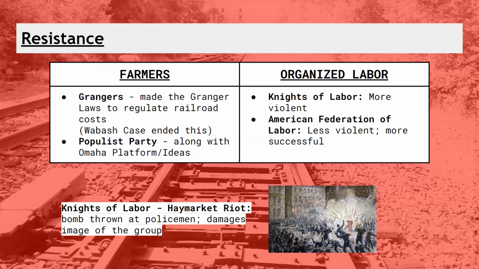Organized labor, there were two main groups. The Knights of Labor were more violent. They threw a bomb at some police officers. Who knows where they even got that bomb, but they threw it at officers, and that was bad for them. The Knights of Labor were less successful than the next one, because people thought, these people are terrible. So a lot of membership went down because of that.